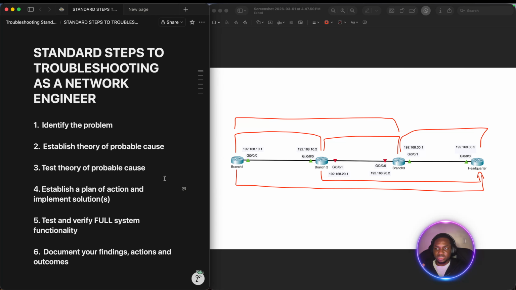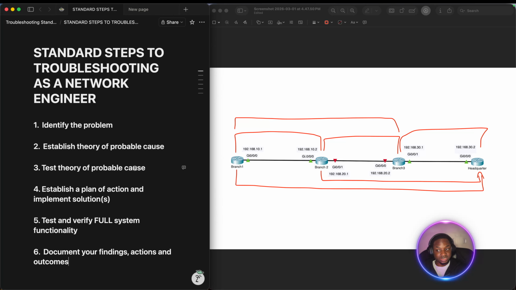And now it's very important I also note that step two to step five is not linear. You don't just go from establishing theory to testing and then implementing solutions and testing functionality. Sometimes when you get to step five, things might not work as expected, and you have to go back to the drawing board. And the drawing board being number two, you establish a new set of probable causes, right? So if one and two are communicating with the headquarters, but three and branch one are not communicating, I need to understand why they're not communicating. I'm going back to number two.